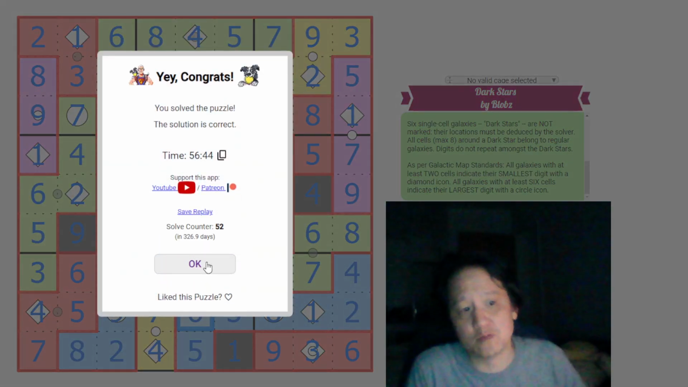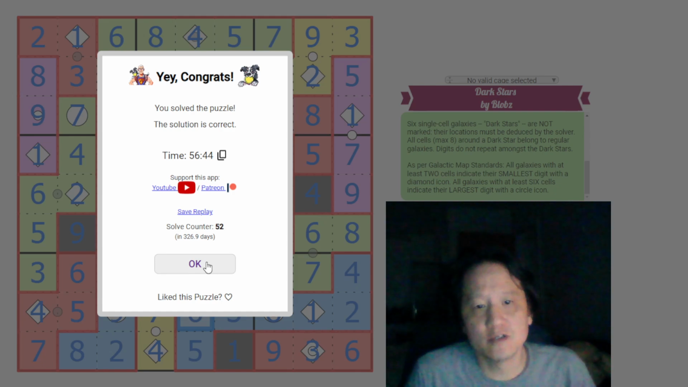And that's the puzzle. Oh, that was a very clever puzzle. I like that. Especially with the low galaxy marks and the high galaxy marks. It forces very specific restrictions.